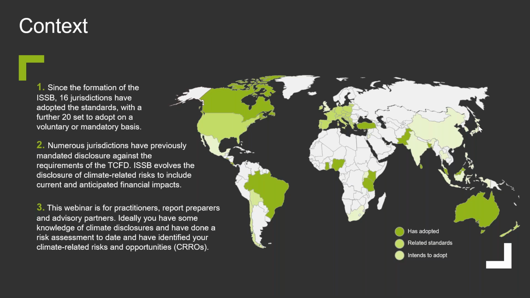Noting that also some of these jurisdictions have previously been assigning the ISSB on a mandatory basis against similar requirements such as the TCFD. But ISSB has essentially taken the TCFD, which was about the qualitative considerations of those climate risks and opportunities, and bringing them into the anticipated and current financial effects. So as mentioned, the ISSB is a body of the IASB, the International Auditing and Accounting Standards Board, and is essentially an extension of financial reporting. So this is taking those material climate risks and actually thinking, what would the financial impact of them be?